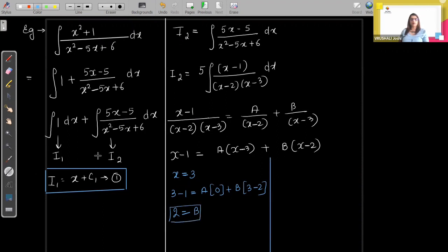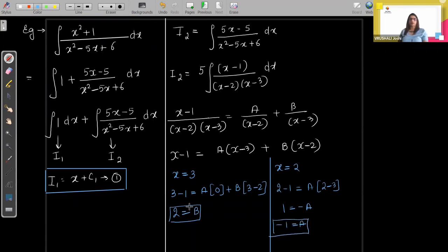Now we have to find out the value of a. Now you can do it directly too. So for a, you have to take x is equal to 2. That means this is going to be 2 minus 1 is equal to a into bracket 2 minus 3. The b term will become 0, so there is no need to write b because it is just going to be 0. Correct? If you say 2 minus 2. So 2 minus 1 will give you 1, and this will give you minus a. So minus 1 is equal to a.